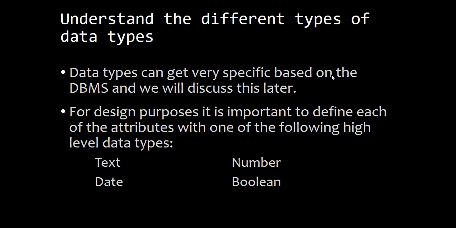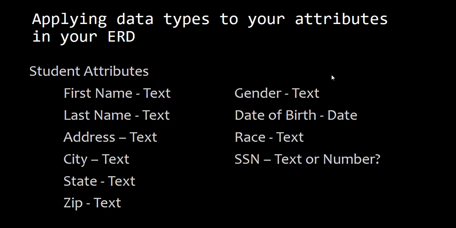Text, number, date, and Boolean. Boolean just every once in a while, not very often, but text, number, a ton, date, every so often, and Boolean every once in a while, okay? So our goal is to identify what type of data we're going to have based upon our attributes. It's just that simple.